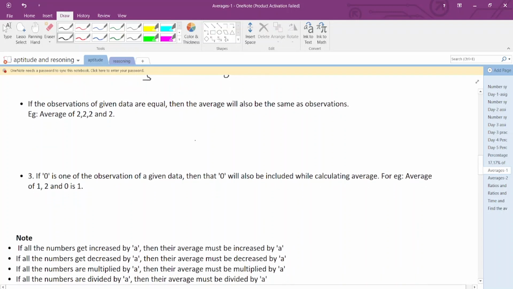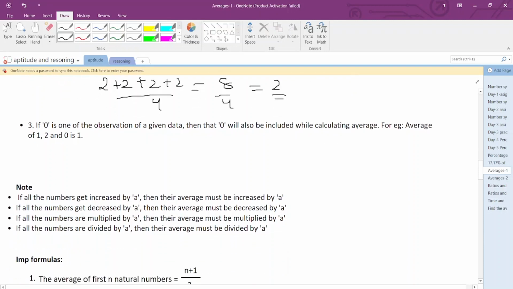And what is the next property? See, if you take the average of the same number, let's suppose 2, here I took 2 plus 2 plus 2 plus 2, 4 items, total divided by 4, which means 8 by 4. So I got the average as 2. So if all the given data is the same value, then the average will also be the same value. That is the meaning of this property. If the observations of the given data are equal, then the average will also be the same as the observations. This is the second property.